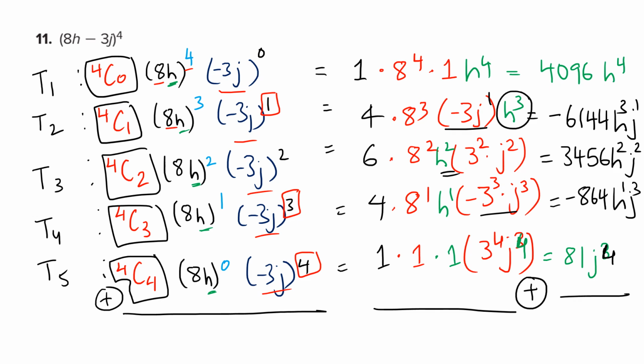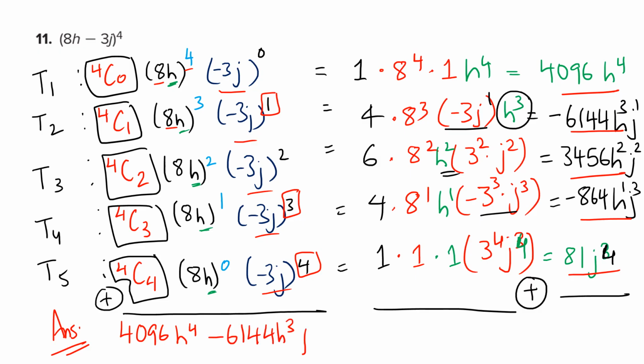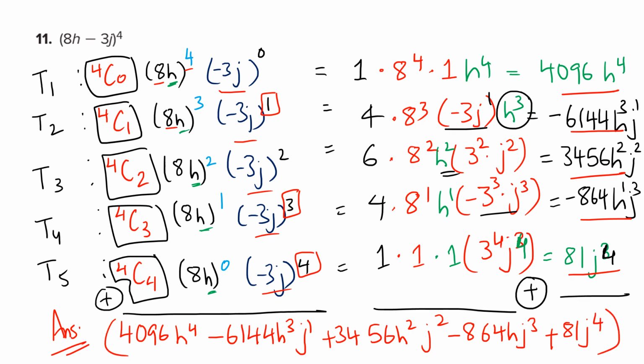So now we add everything, this one plus this one plus this one plus this one plus this one. That's your final answer. Okay, so what's your final answer? 4096 h4 minus 6144 h3 j1 plus 3456 h square j square minus 864 h j3 plus 81 j4. This is the final binomial expansion.